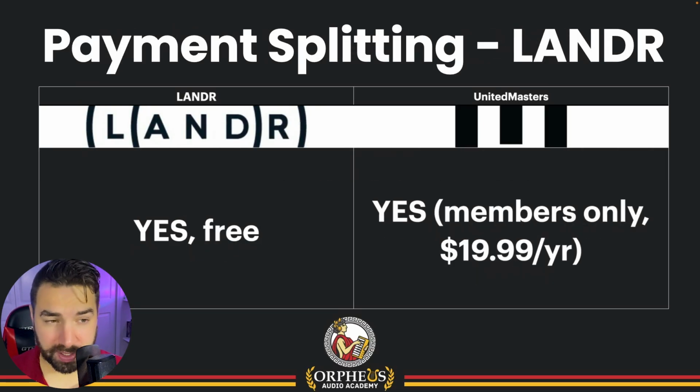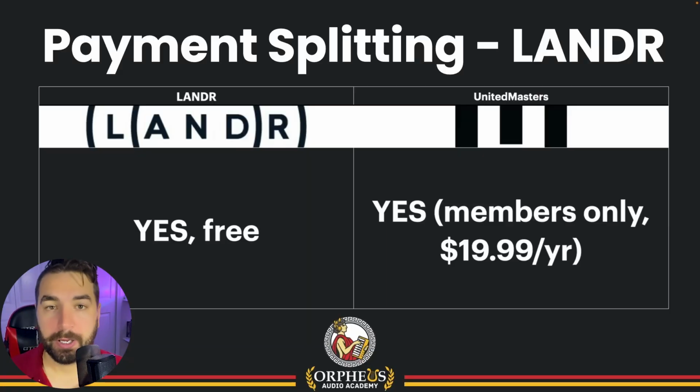Now, payment splitting, this is a big one too. If you are collaborating with someone and you want to split the royalties, say 50-50 or 60-40 or what have you, you want this to be split automatically, right? As it gets streams, the money is immediately, automatically diverted, whatever percentage you set, to you and your collaborator. And LANDR's awesome. They do this for free, right? You both have to have a LANDR account, but if someone isn't paying for LANDR, they can just sign up for a free account just to collect the payment splitting.